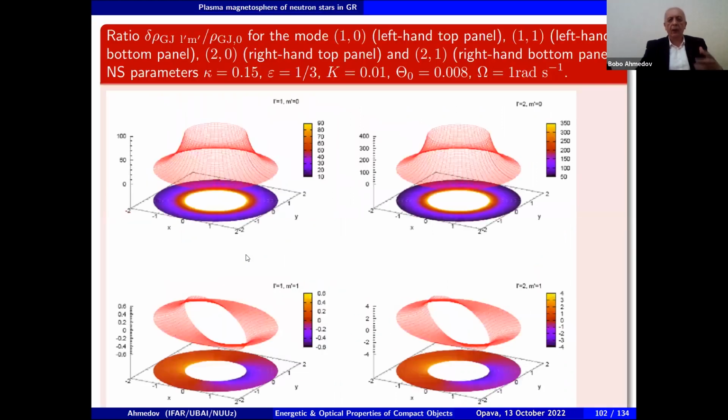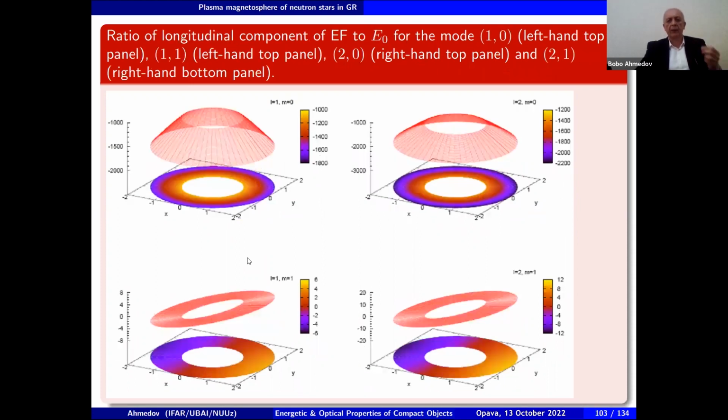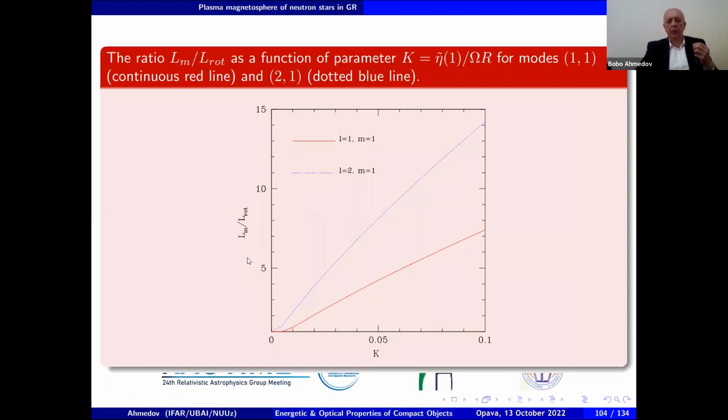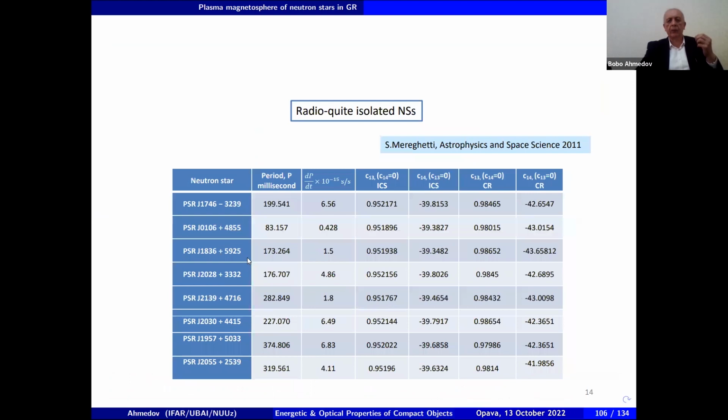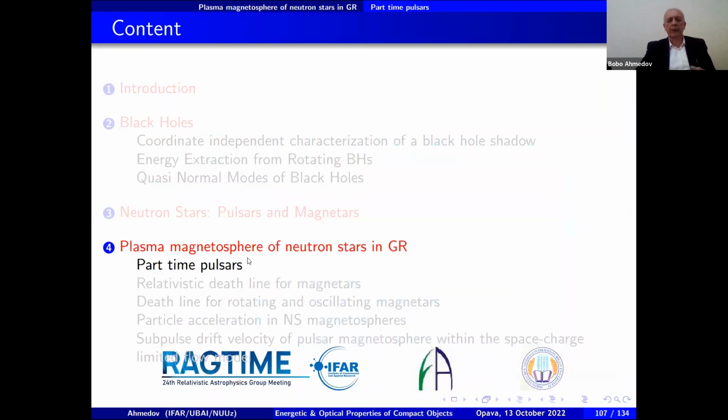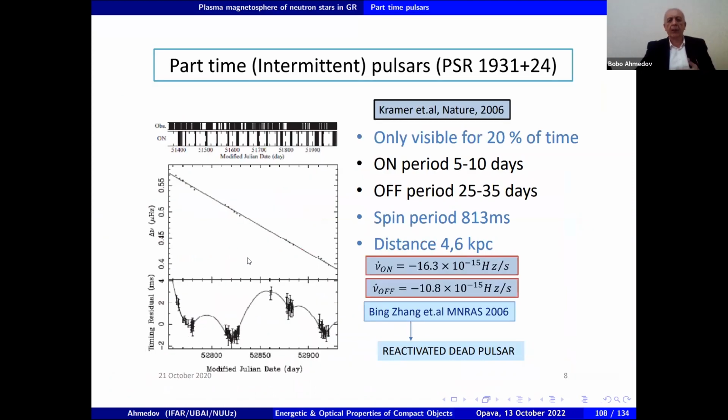So now, our study was to look at how the oscillations of the neutron star can change the energetics of the neutron star, and we applied it to different types of models, in order to explain, for example, part-time pulsars. Part-time pulsars are pulsars which appear and disappear. They are observed in the on period during 5-10 days, and then they disappear.